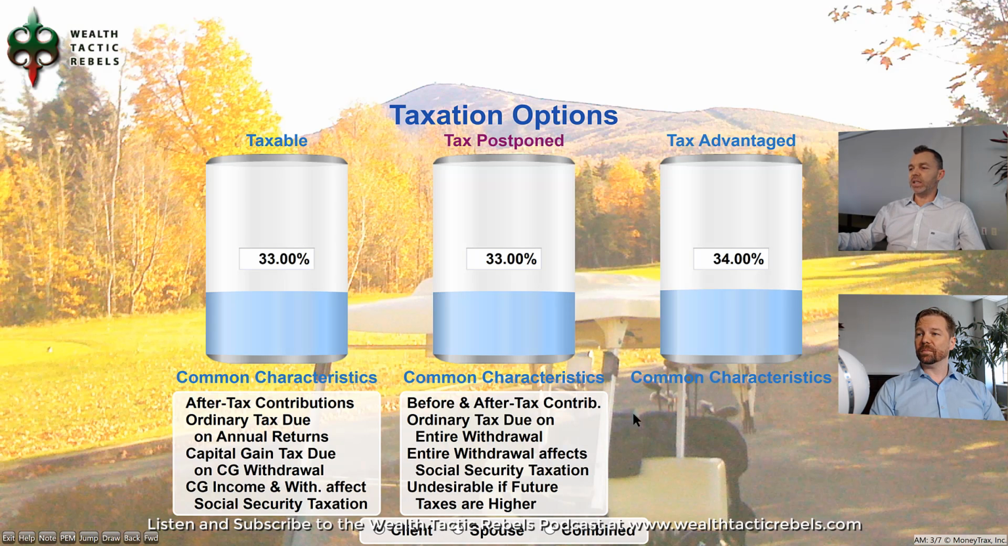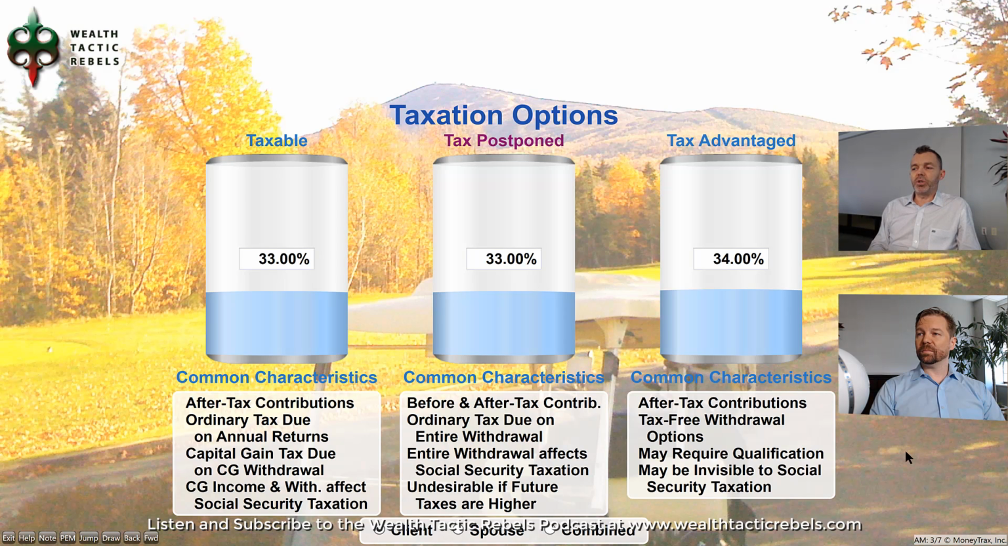And then finally, the tax advantage bucket, after-tax contributions, right? So if you earn $100,000 and you pay $30,000 in taxes and you contribute $70,000 to this bucket, that's an after-tax contribution. And therefore, you can also expect tax-free withdrawal if you play by the rules, depending on the type of account it is. But that's an awfully nice thing, right? The ability to not have to pay taxes on the growth, whatever that growth is, may require qualification and hopefully is invisible to Social Security.